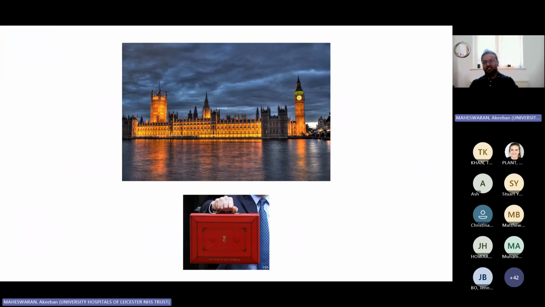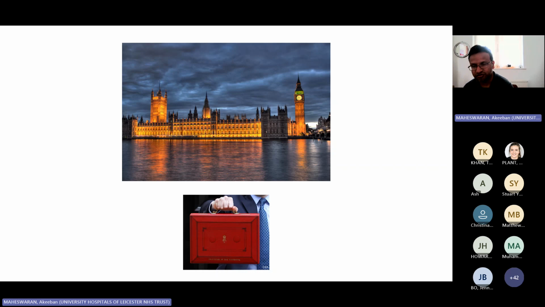Okay, so now if we go into the money side of things. The budget for healthcare in England is set by the Chancellor, the Treasury Chancellor, and it's a negotiation.